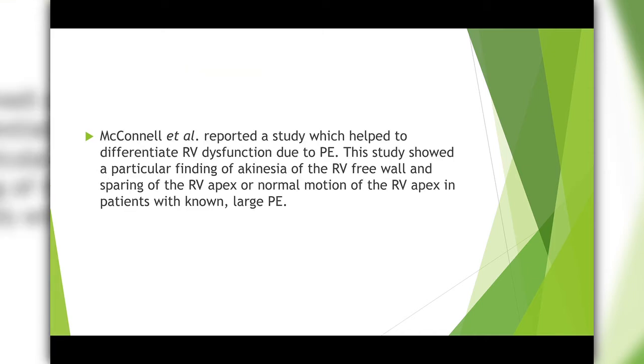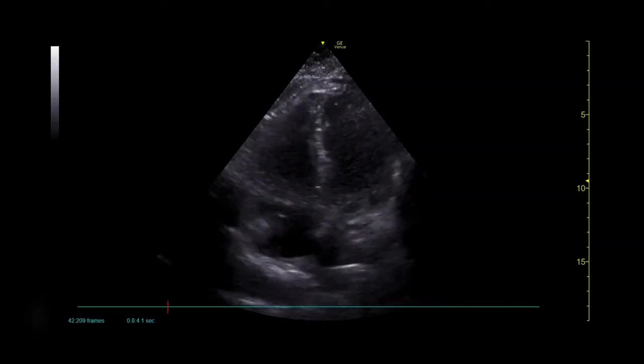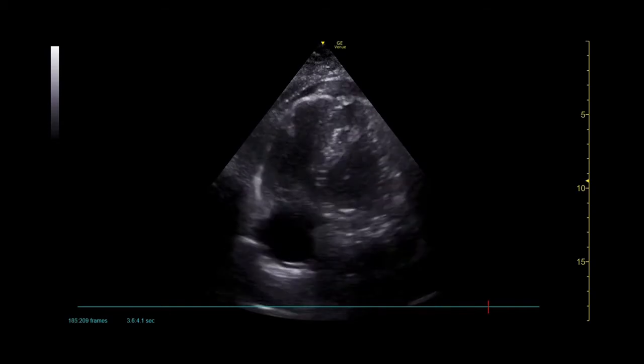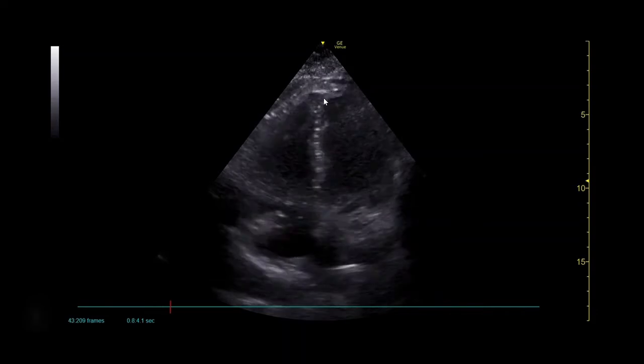McConnell described a finding suggestive of RV dysfunction due to PE. It has low sensitivity but high specificity. In other words, you won't see this sign in all cases of PE, but presence of this sign is highly suggestive of PE. It is described as akinesia of RV free wall with sparing of RV apex. Here is a demonstration of McConnell sign. You can see akinesia of RV free wall, but the apex is spared.